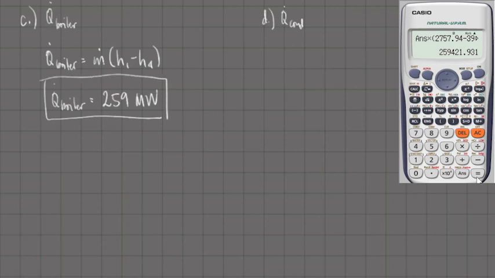Next, our Q condenser is equal to mass flow rate times H3 minus H2. That is 109.94 mass flow rate times H3, 390.98 minus H2, 1841.05. Our Q condenser is equal to negative 159 megawatts.